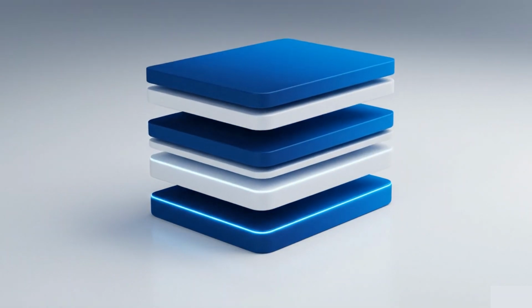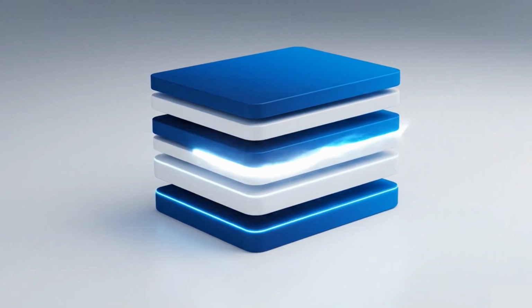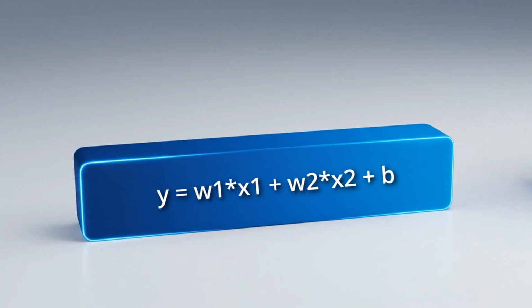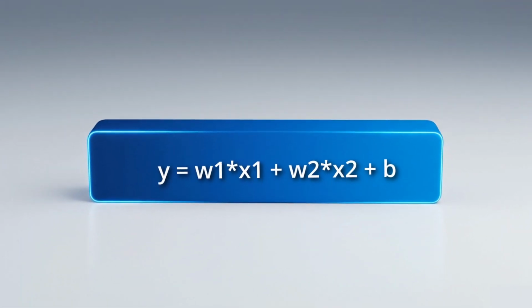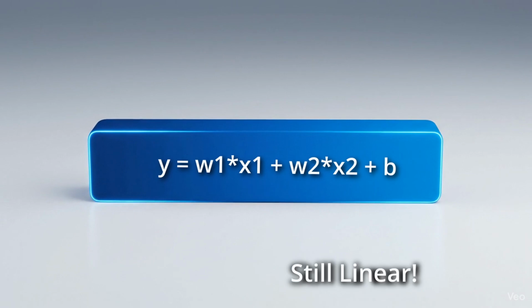If you stack multiple linear layers on top of each other, the result is still just another linear function. No matter how many layers you add, the model can only learn straight line relationships. Let's take a look at a simple linear example to make that clear.